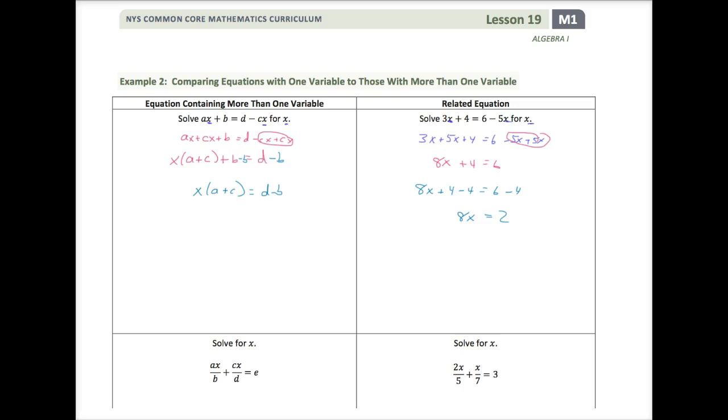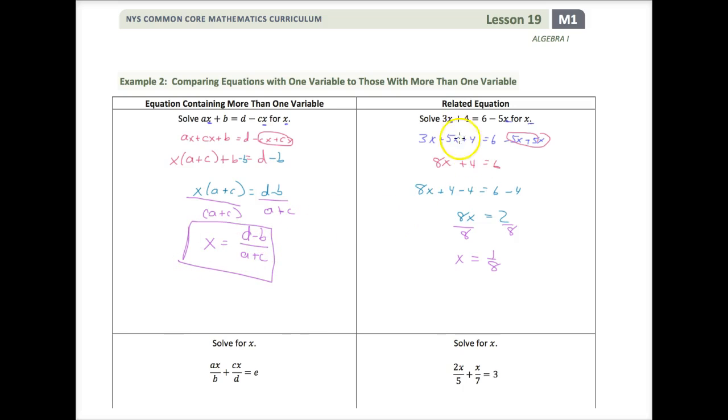To work on this side here, what I'm going to do is divide by 8. And x is going to equal 1/4, 2 over 8. Now, I can't do that, but I can divide by what x is being multiplied by, which is a plus c. And that's what I'm going to do, a plus c. And that gives me x equals, and here it is, d minus b over a plus c. If I knew what d, b, and a, c were, I could come up with an answer.